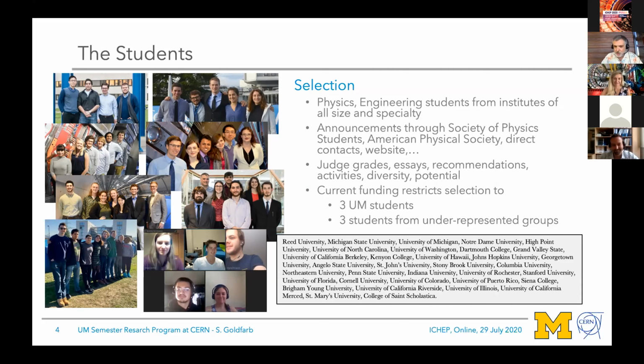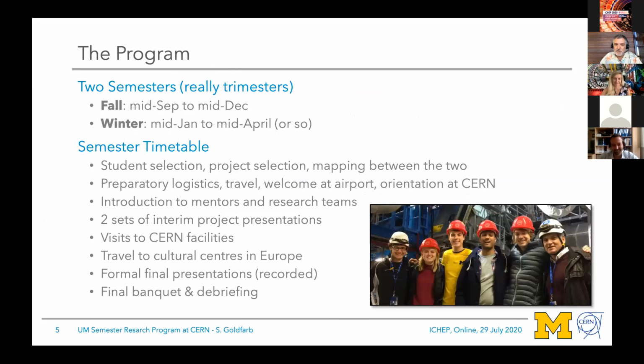You can see a huge number of schools that we've gotten from a huge variety, from big universities in California to the College of St. Scholastica, a very small college located in Minnesota. Big variety. The University of Puerto Rico has also been providing quite a few students.